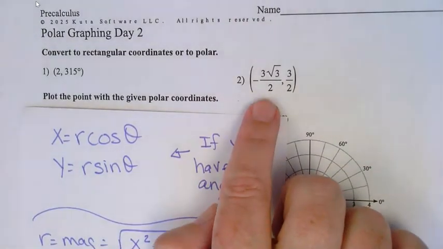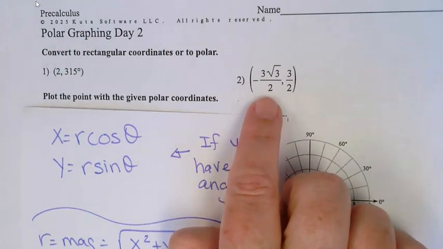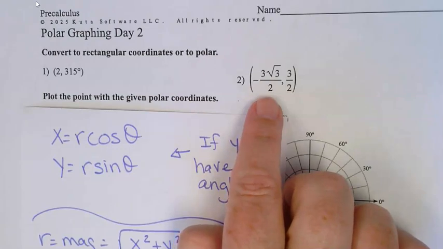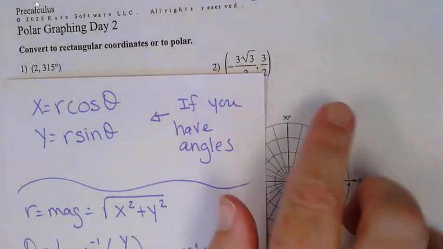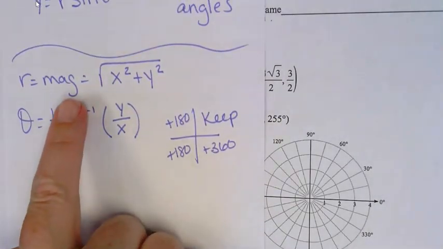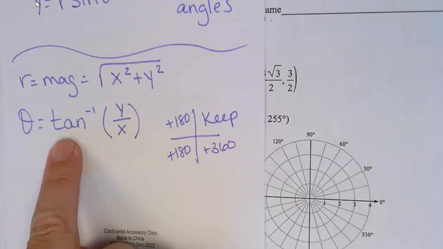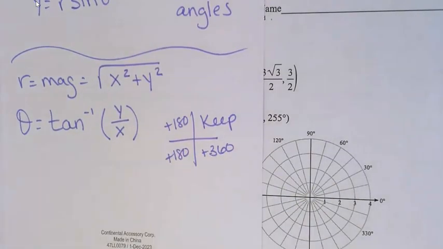Now over here we have some fractions and they're kind of ugly. So yes, you can put them into decimals and then start converting them into polar. And then this is where you would use your r equals and theta equals. Okay. Just don't forget about the quadrant you are in.